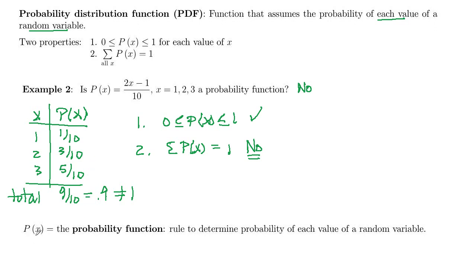So, again, this p parentheses x, that's our probability function, which is the rule that determines the probability of each value of our random variable. So usually it can be given by an equation, or sometimes you specify the experiment and you can determine these values from, say, a tree diagram or drawing out the sample space in an outcome table.